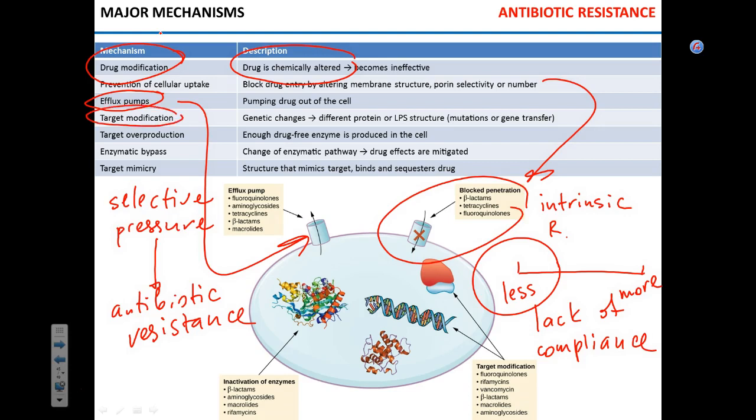Target modification. Now, that's a great story. Say you have a target that is penicillin binding protein. So penicillin can bind to it. Now imagine that penicillin binding protein slightly changes. It still can form peptide links, but penicillin doesn't bind to it anymore. So the target is modified. In fact, in methicillin-resistant Staph aureus, the main mechanism is target modification. The PBP, the transpeptidase in MRSA, is changed so methicillin cannot bind to it and cannot inhibit it. Does that make sense?